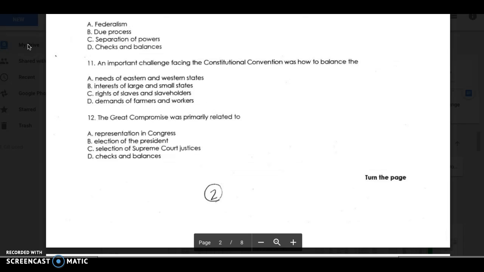Number 12. The Great Compromise was primarily related to A. representation in Congress, B. election of the president, C. selection of Supreme Court justices, or D. checks and balances.